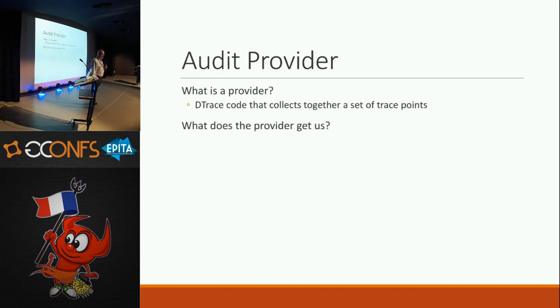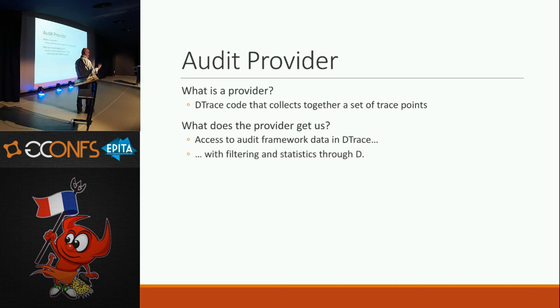So we know what a provider is, DTrace code that collects together a set of trace points. What does this one get us? This gives us access to the whole audit framework. So that means we can turn on audit, and then we can use D to filter the data and get statistics, which we would have to write special programs to get from the audit records.